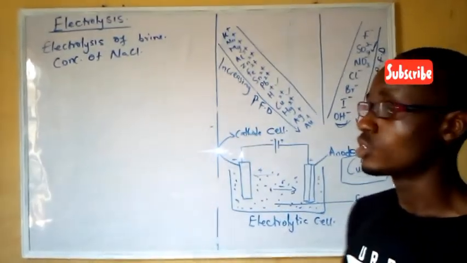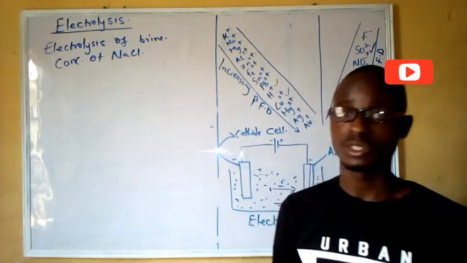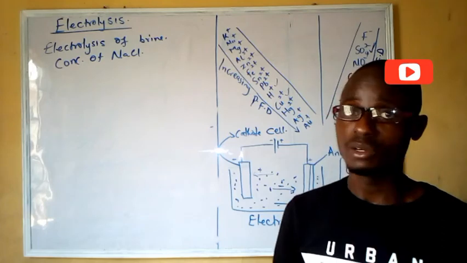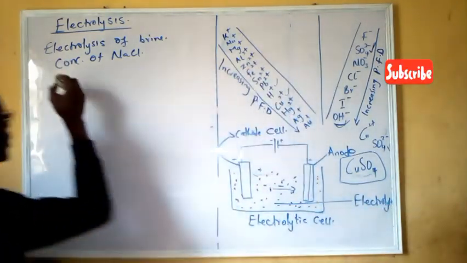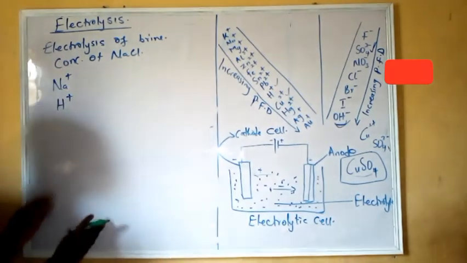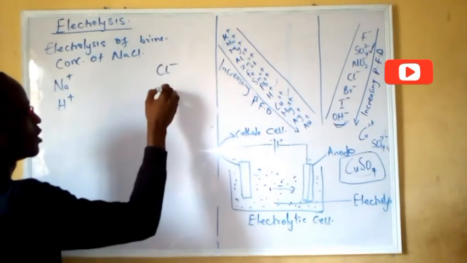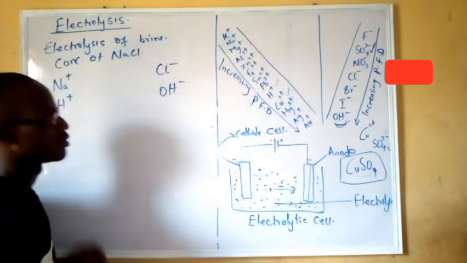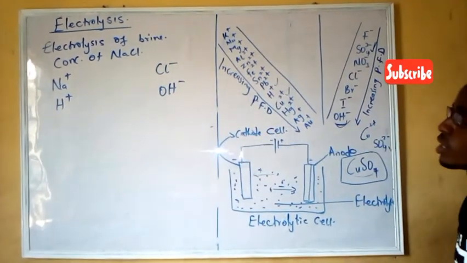Brine is when you dissolve sodium chloride in water and increase the concentration of the salt, so it's highly concentrated. So we are going to have two positive ions, which are Na+ and H+. Then we're going to have two negative ions, which are Cl- and OH-. So here, what actually happens?